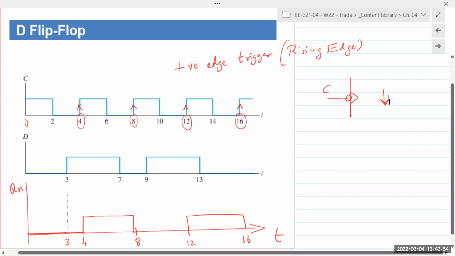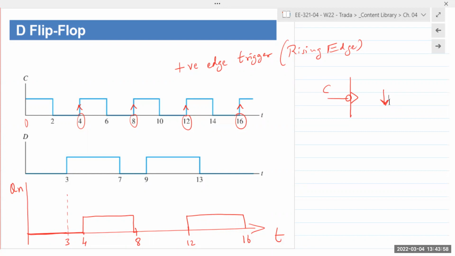And that removes confusion, because an edge we can describe as an instant, a really small moment in time. A level could last for a few milliseconds or a few seconds, depending on the time period. But an edge is an abrupt transition, and so that avoids uncertainty in the operation of your circuit. Hence, we use edge triggers.